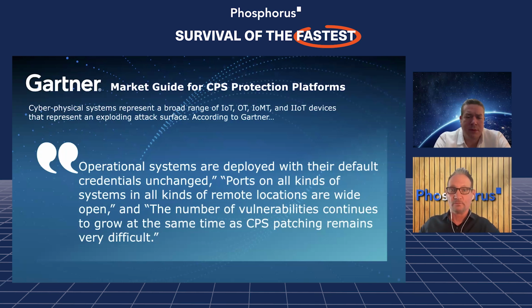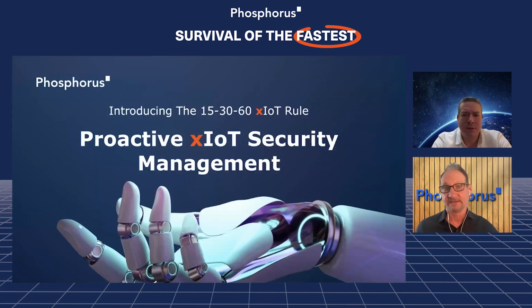And here's their quote, right? And they hit it. These are the 3 points we hear all the time. Operational systems deployed with their default credentials unchanged. Ports of all kinds of systems in all kinds of remote locations are wide open. SSH, Telnet, God knows what else, right? The number of vulnerabilities just grows. At the same time, patching is a mess. No one's patching. So here's Gartner saying, hello, we need to actually focus in on these things, and we need to start to fix them, right?